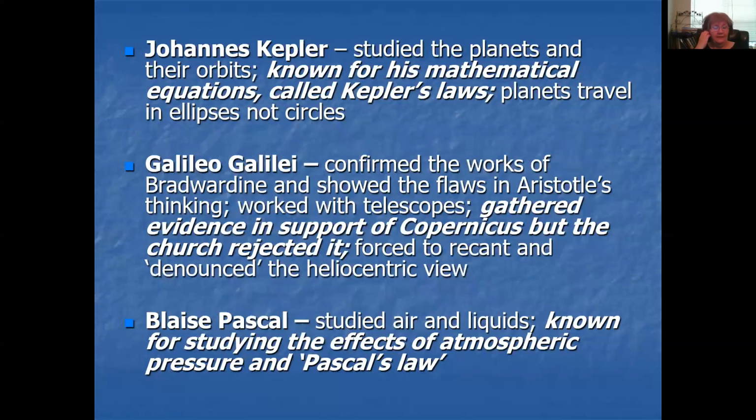So we'll talk more about that in class. It's one of the questions in your book. Should he have done that? Well, we don't live in Galileo's time, so it's hard to say how we would react if we were him. It's different than maybe today, but the church then had so much power. They were the culture. They controlled the culture, and so he would have been rejected. But he supported Copernicus. He said, no, the earth is not in the center, the sun is. Okay? Another scientist around the same time was Blaise Pascal, known for studying the effects of atmospheric pressure and something called Pascal's law. So he studied air and liquids.